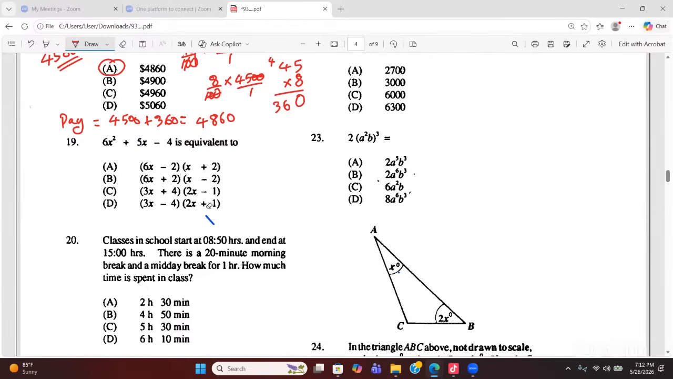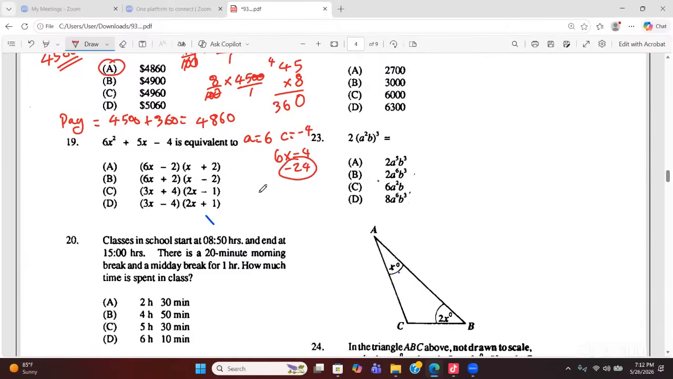Let's go to question 19. Question 19 is basically a factorization. They're saying, can you factorize this and tell me what you see? Our A value is 6 and our C value is -4. Now, 6 times -4 gives you -24, right?